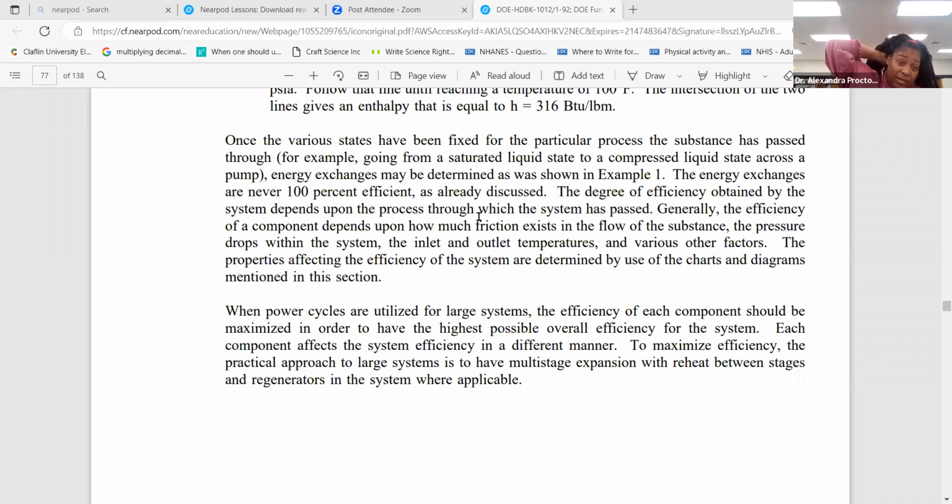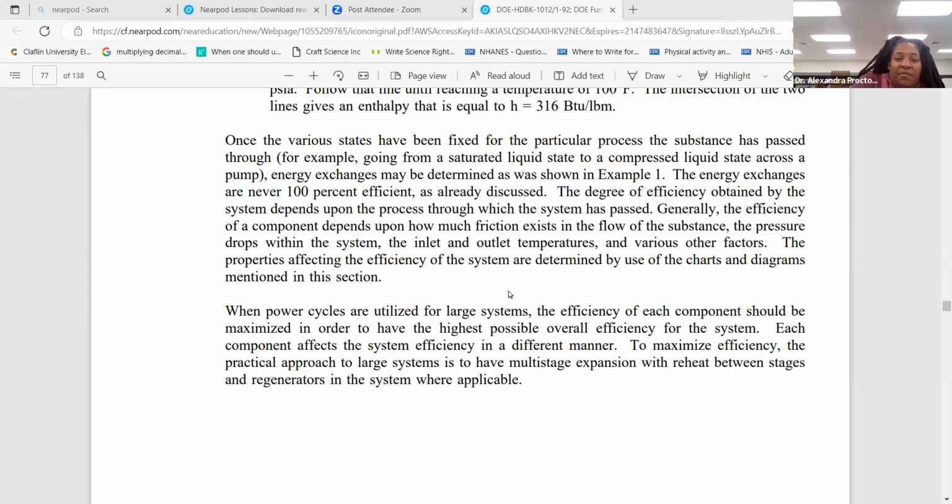Some of that fuel is lost several ways when it comes to your cars. So you have exhaust, you have heat that's lost, and then of course some of the fuel goes into actually making the car. So the degree of efficiency obtained by the system depends upon the process through which the system has passed. Generally, efficiency of a component depends on how much friction exists in the flow of the substance, the pressure drop within the system, the inlet and outlet temperatures, and various factors.